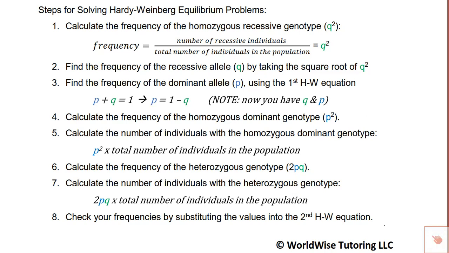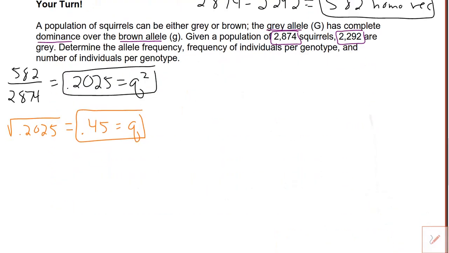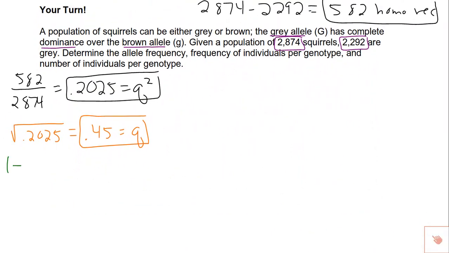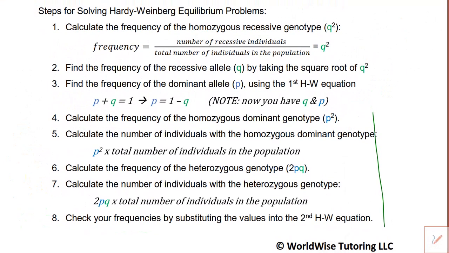So coming back here to our problem, if I know what Q is, 1 minus that Q value would give me P. So 1 minus 0.45 is 0.55, which is my P value. Now I have my P and my Q value, I can basically do anything with this problem.